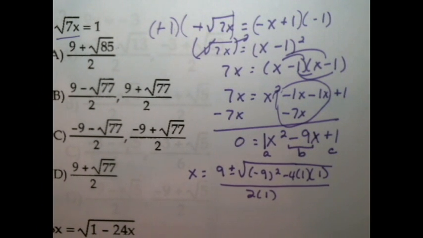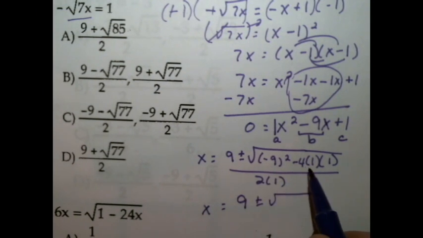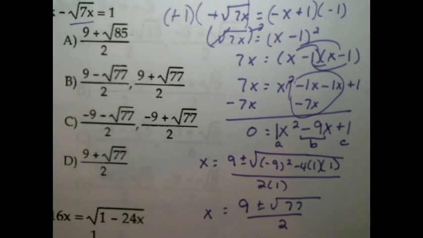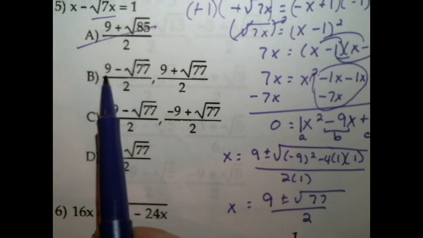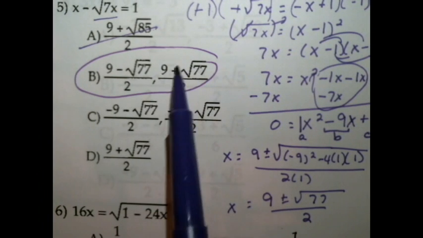Once you put everything in the right spot, you can go through and simplify. I'm going to skip a couple steps here. 9 plus or minus the square root of 81 minus 4 is 77, divided by 2. And so we need the leading number here, the 9, to be positive, and plus or minus the square root of 77, over 2. So when you're looking through the multiple choice answers, this is positive 9 minus the square root of 77 over 2, and 9 plus the square root of 77 over 2. So B is your answer.